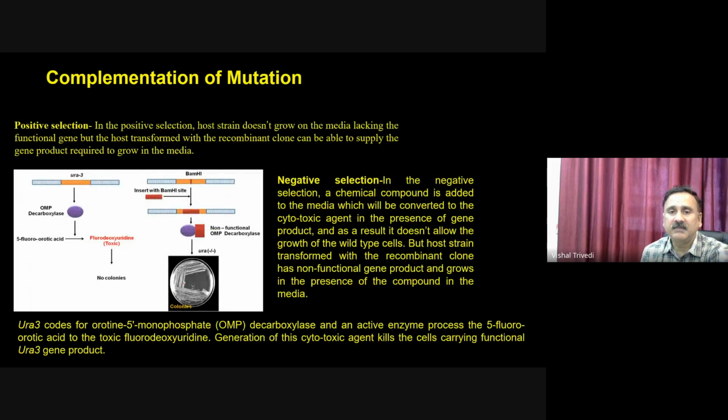In the complementation, if the enzyme is active, it is going to process the inhibitor into a toxic product. But if the enzyme is inactive, it is not going to be able to convert the inhibitor into a toxic product, and as a result the cells are going to survive.